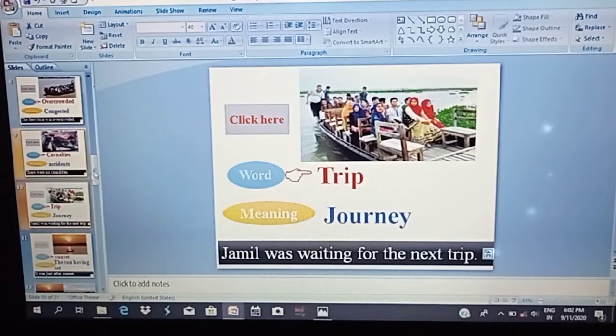The next word is trip. Trip means journey. In this picture, you are watching that people are making a journey, making a trip. Here is an example also. Jamil was waiting for the next trip. So we have learned a synonym of the word trip, journey. In Bengali, ভ্রমণ করা, বেড়ানো.